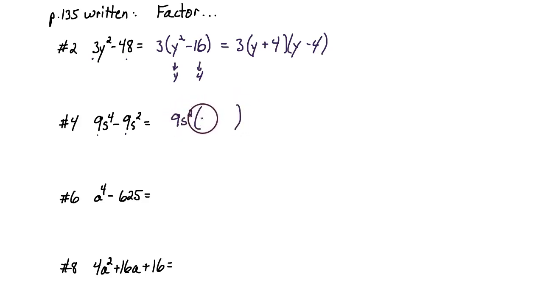9s squared times s squared makes 9s to the 4th. 9s squared times minus 1 makes negative 9s squared. Now inspect this. Does it look like one of the patterns to you? Hopefully you notice that this is a difference of squares. So the final answer begins with 9s squared, and then the pattern for difference of squares has 2 sets of parentheses. S plus 1, S minus 1.